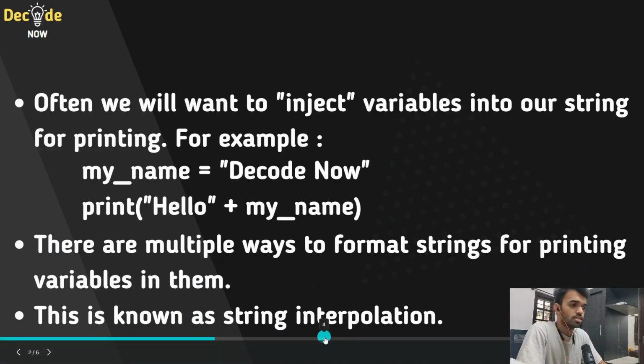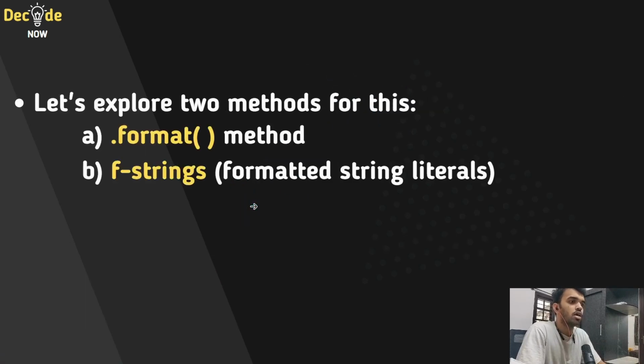This process is known as string interpolation. It is just a fancy name indicating that we can inject variables within the print statements. There are mainly two methods for formatting. One is the dot format method and the other is f-strings, which are referred to as formatted string literals.